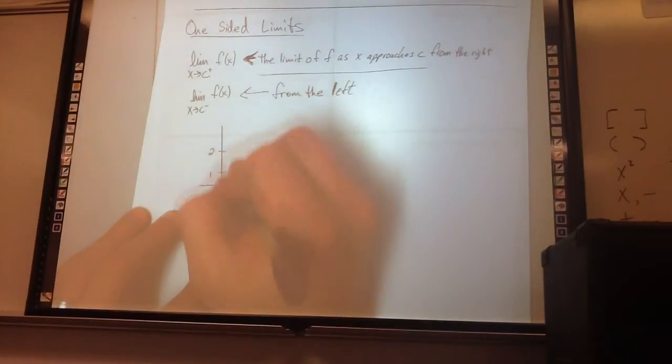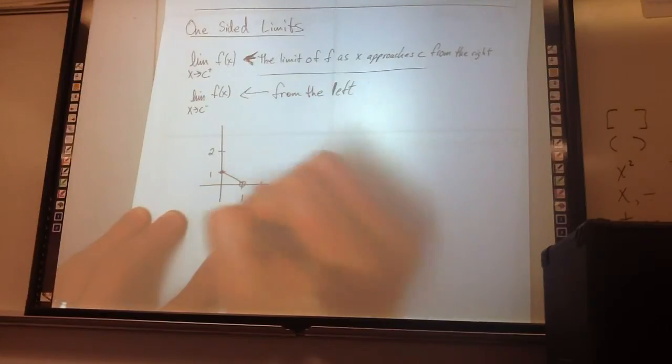So we're going to find some one-sided limits here. I'm not going to write the function for this. It's just a piecewise function.